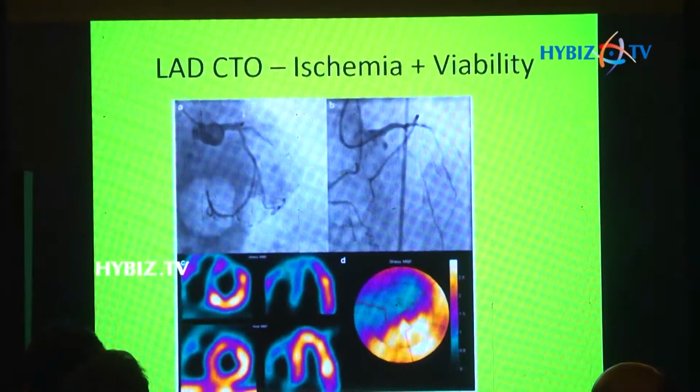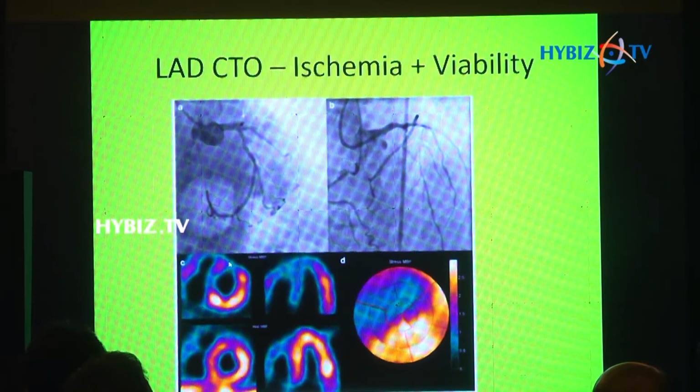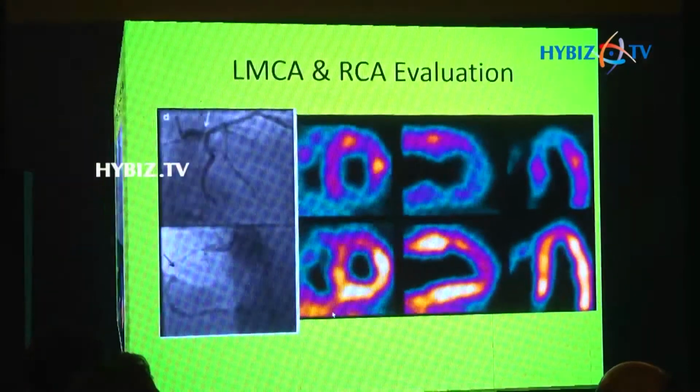We also use PET in patients. You can see ostial LAD lesion, and there's a total occlusion. We did the PET scan, and then you can see here there's a significant perfusion defect in stress, complete normalization in rest in both images, and these are patients who will benefit with a CTO opening.